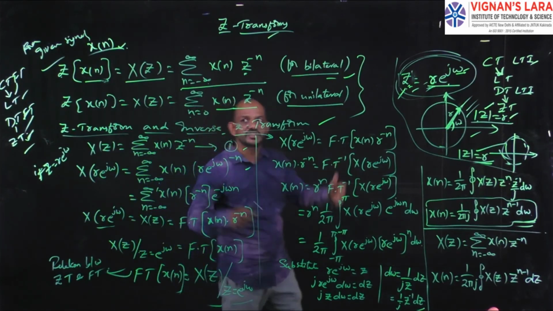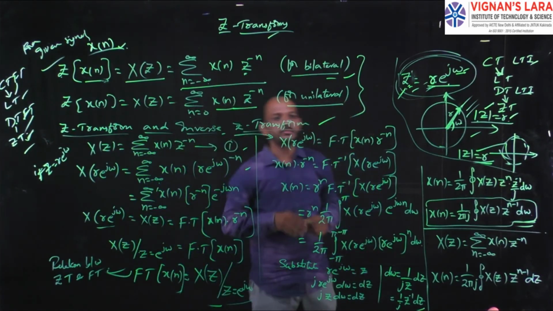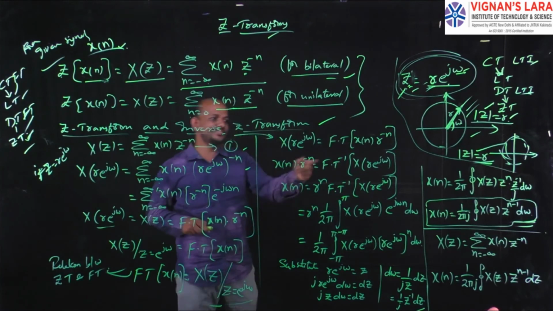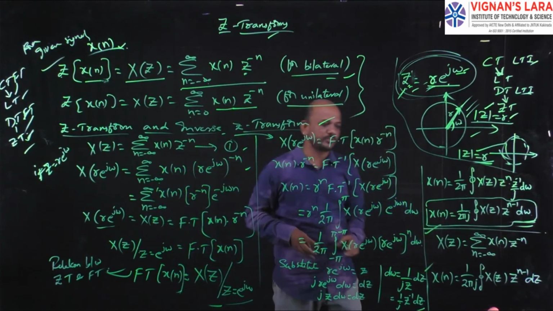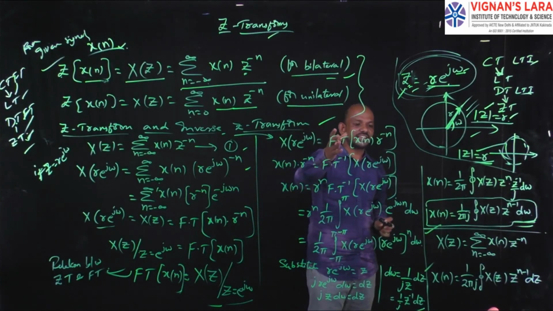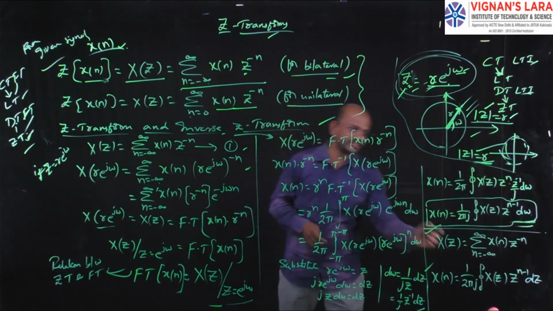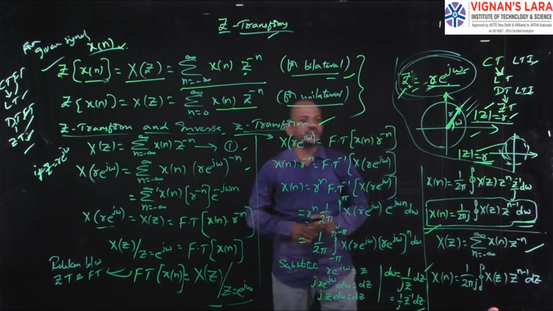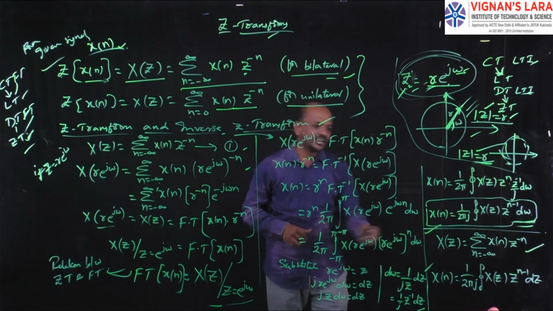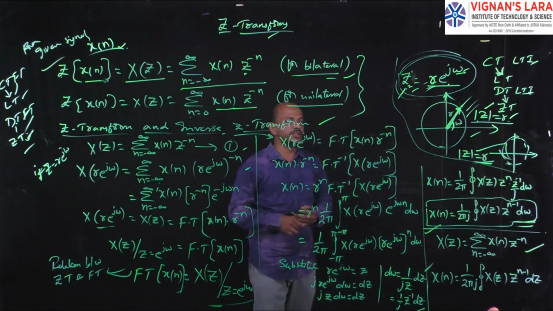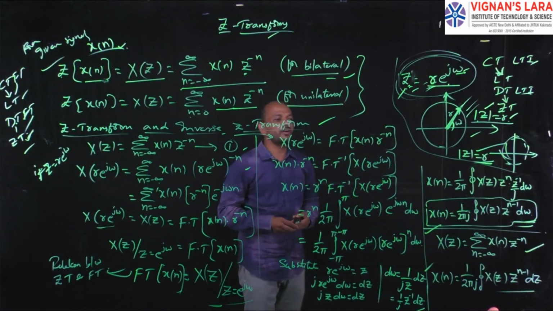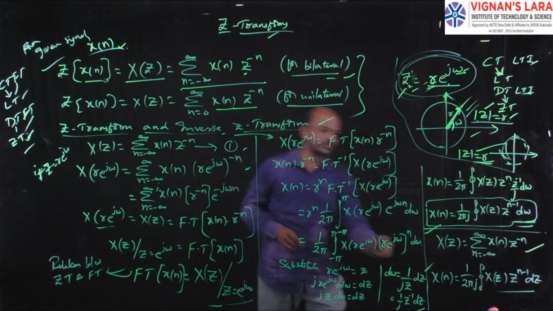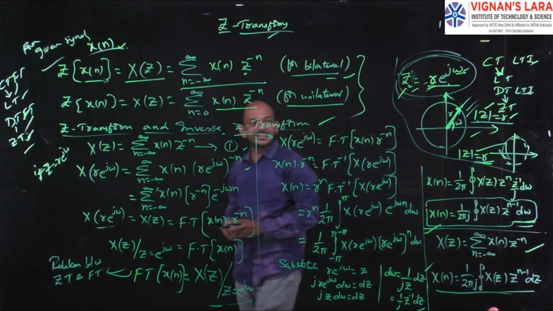So this is how to find the inverse Z transform equation from the Z transform. Finally, I have given the equations of Z transform and inverse Z transform. The Z transform of a signal x of n is given as x of z equal to summation n equal to minus infinity to infinity x of n z to the power of minus n. So this is the formula for Z transform. In the same way, the formula for inverse Z transform is x of n equal to 1 by 2 pi j into contour closed integral x of z into z to the power of n minus 1 into dz.